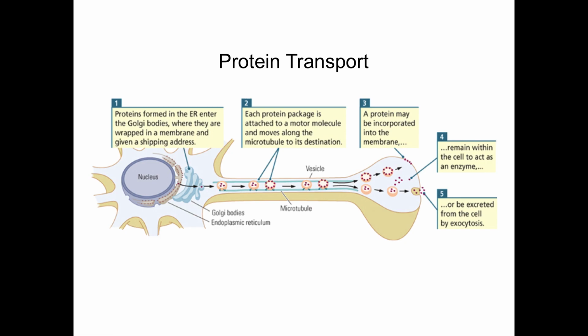So after this protein is created, a bunch of things can happen to it. Wherever proteins are needed, these proteins will be created and will be sent to their destination. Here are some examples. A protein may be incorporated into the membrane. It can become a receptor. It can also act as an enzyme, so it can stay within the cell. Or it can be sent outside of the cell for other functions.